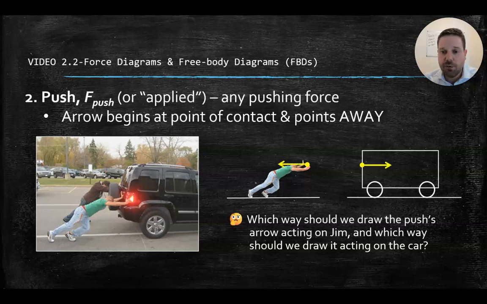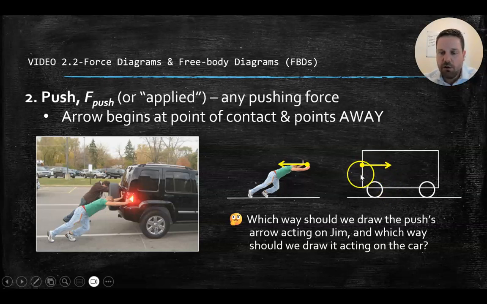Great. They would actually point in this way. Let's look at Jim first. Jim is not getting pulled by the car. He's actually getting pushed against, right? His hands, which would be to the left, and the car is getting pushed to the right. If you think about the way it's feeling a push, it would be to the right.